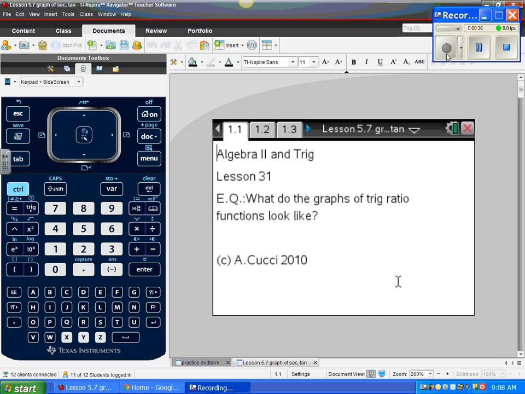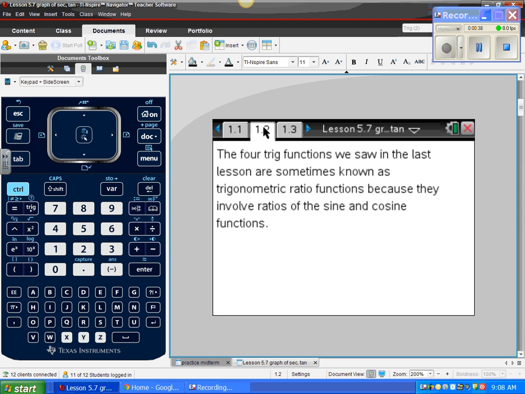Okay, so the four trig functions we saw in the last lesson are sometimes known as trig ratios because they can be written as a ratio. Like secant can be written as what? 1 over cosine. Yeah, secant's 1 over cosine. What is cosecant? 1 over sine. What is cotangent?